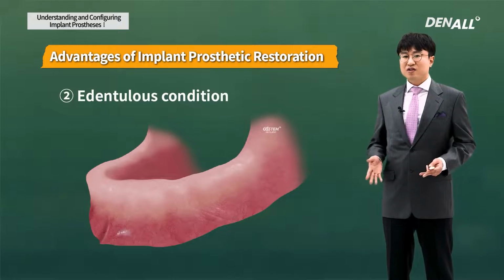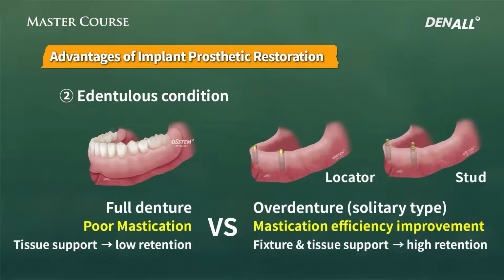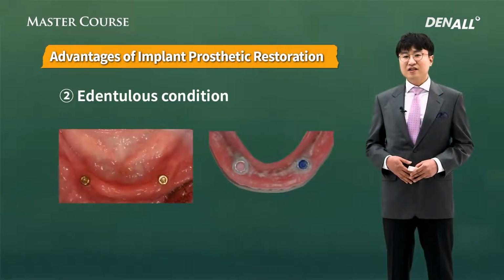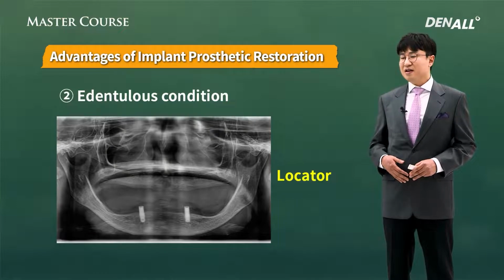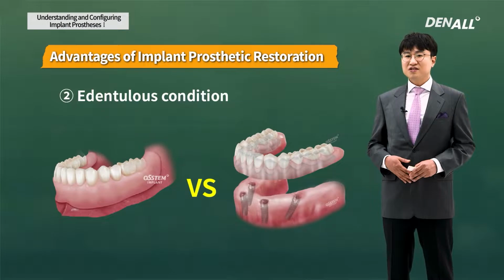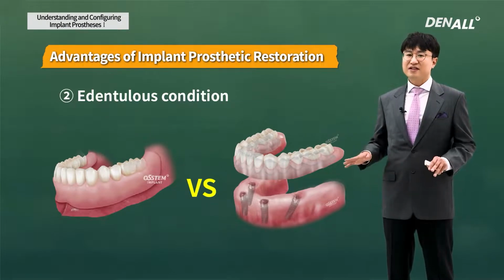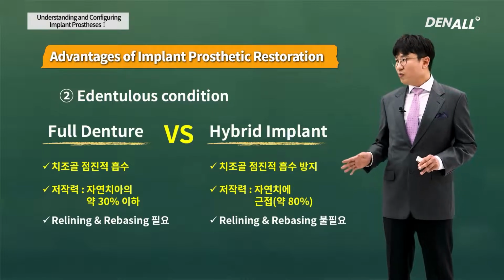Implant, when it comes to edentulous conditions, is all the more beneficial. For an edentulous patient, just placing 2 implants, his or her quality of life really goes up. Using 2 implants, retention could be secured, and patient quality of life actually improved quite a lot.